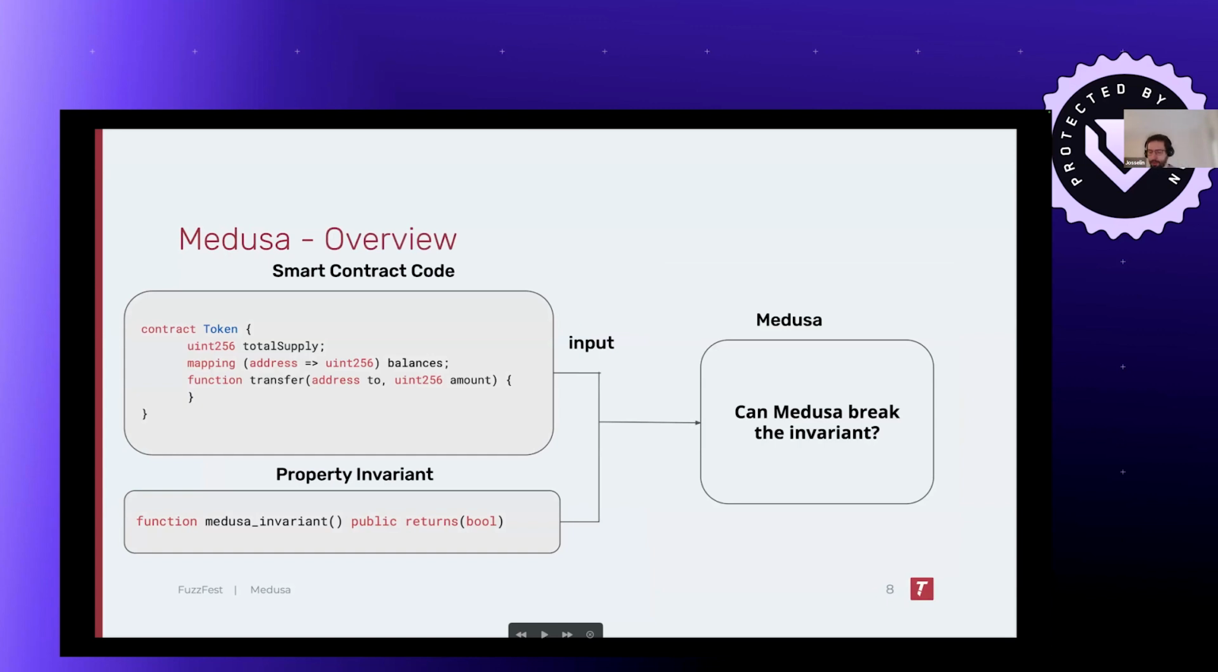On a really high level, how does it work? So you have a contract, which is in Solidity. You specify an invariant in Solidity, either through a function or through using assertion, the assert in Solidity. And Medusa is going to take this contract, deploy it, and generate random transactions to it, and its goal is to break the invariant that you have specified.